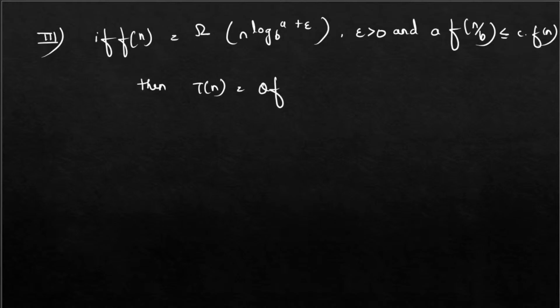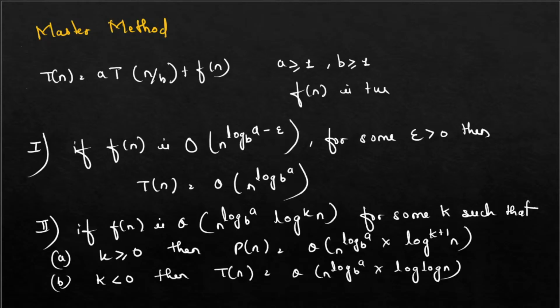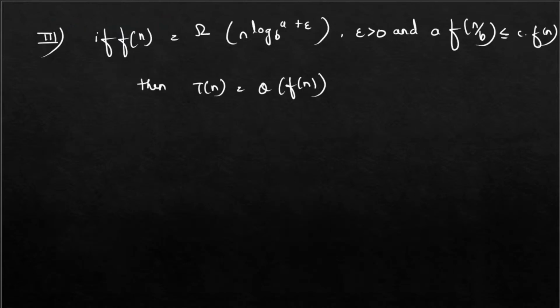So whichever is greater, you have to write theta of that. Here in this case f(n) is greater, so I have written theta of f(n). Here in this case, n^(log_b a) is greater, so I have written like this. So it depends which is greater, and if it is equal, then that is the second case of master's theorem.